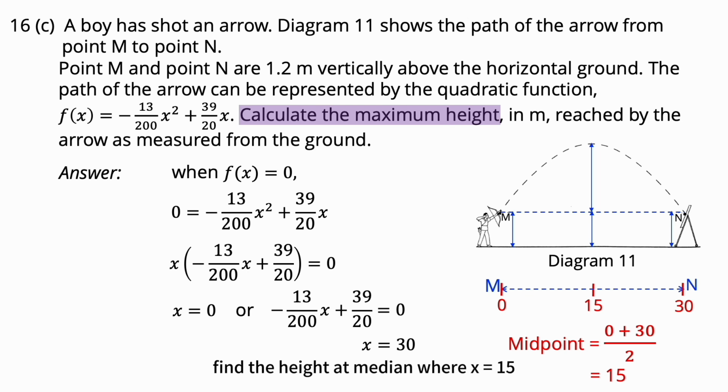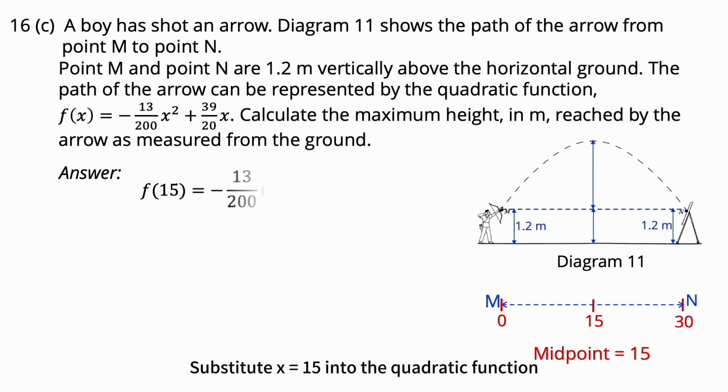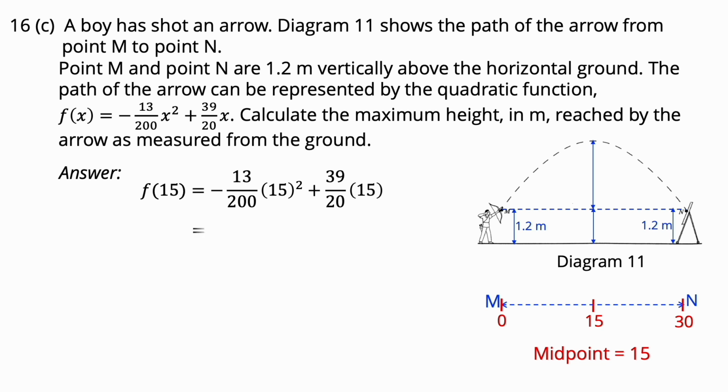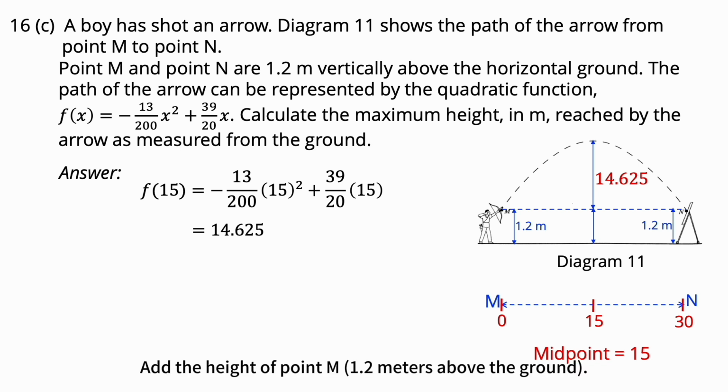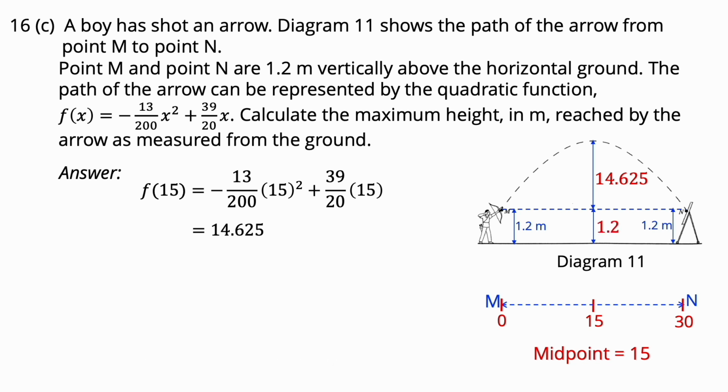Then, find the height at the midpoint where x equals 15. Substitute x equals 15 into the quadratic function, which equals 14.625 meters. This is the height above point M. Add the height of point M, 1.2 meters above the ground. Therefore, the maximum height from the ground is 14.625 plus 1.2 equals 15.825 meters.